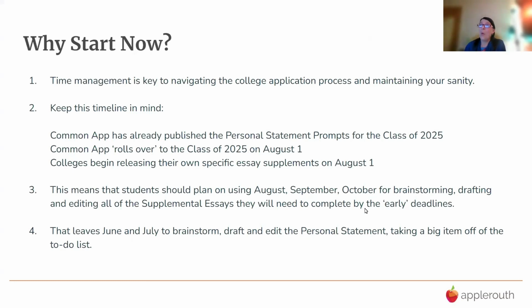A student, as of August 1st, can begin mapping out any of the colleges they're applying to, and they will have their separate supplemental essay questions. The student should use August, September, and October to brainstorm, draft, and edit all of those supplemental essay questions. Keep in mind that the supplemental essays are typically shorter in length. Anywhere from 250 to 350 words is fairly common.